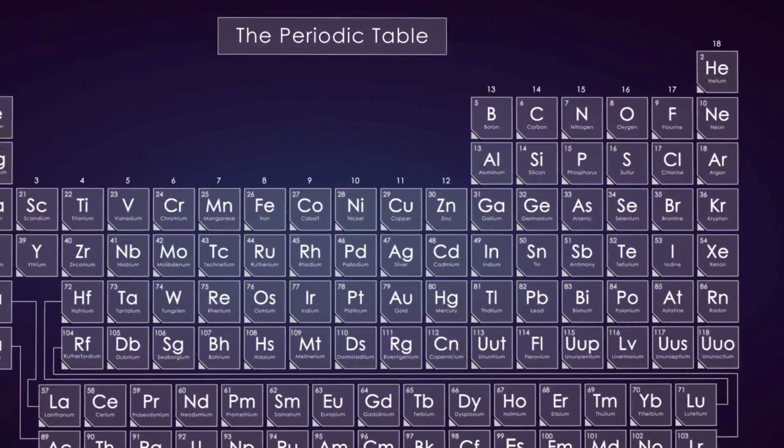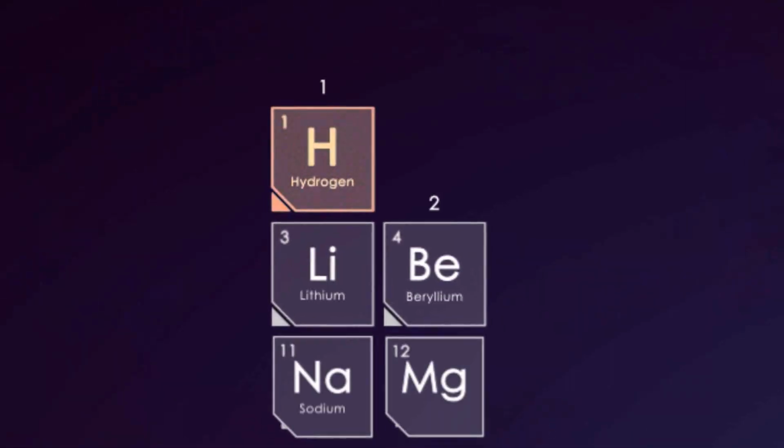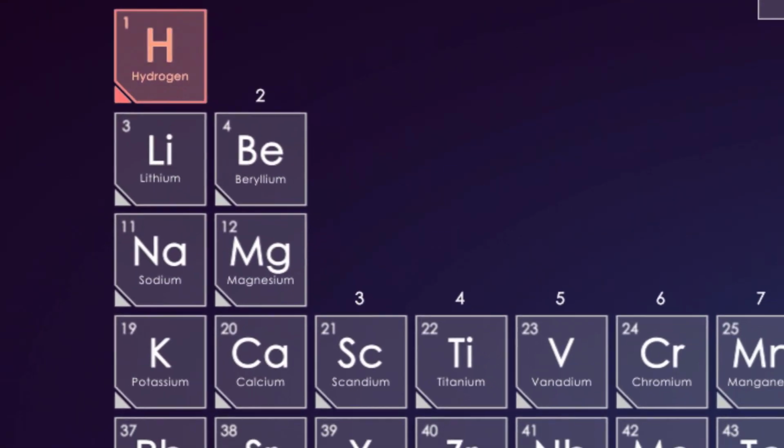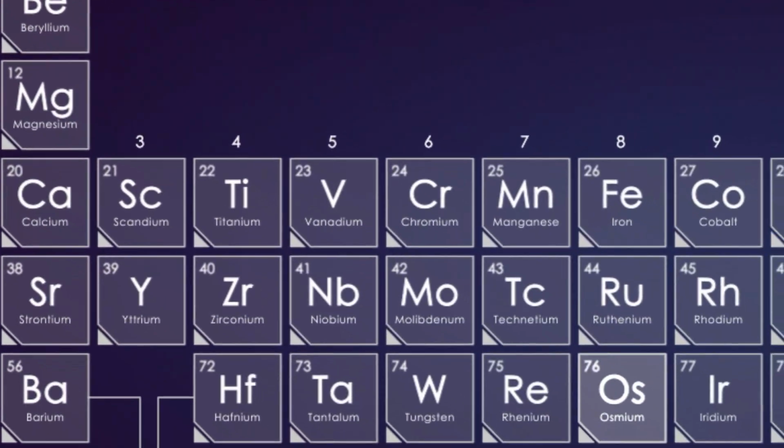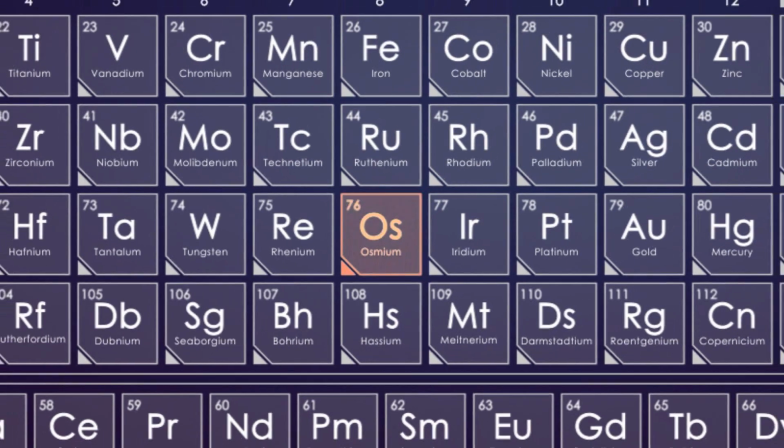If we pay attention to the elements in Mendeleev's table, the density range starts from hydrogen, about 0.09 kg per cubic meter, and continues to osmium, 22,590 kg per cubic meter.